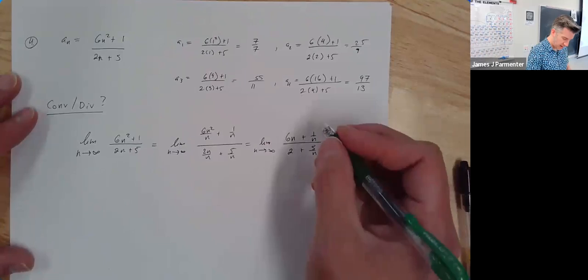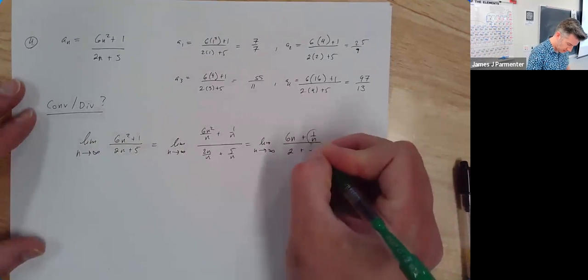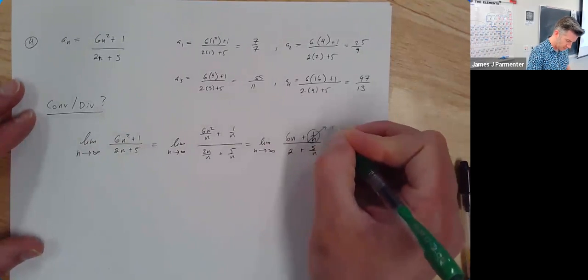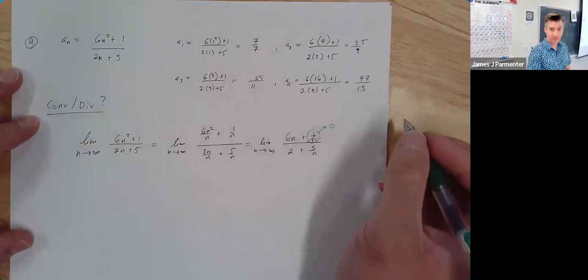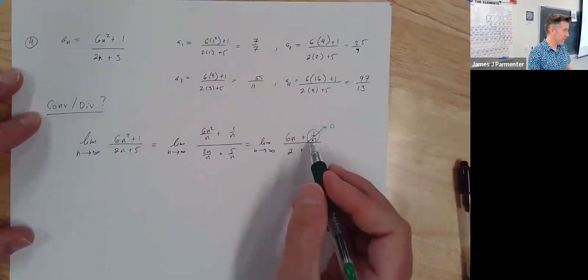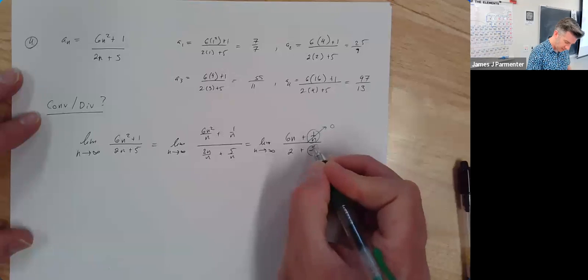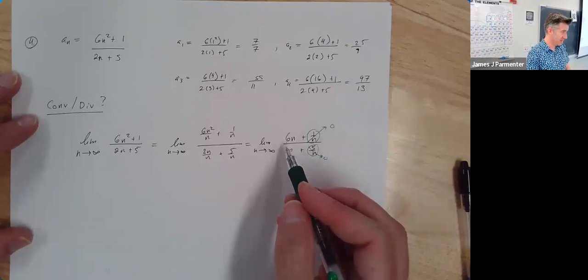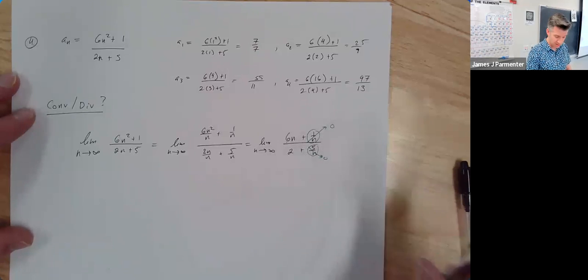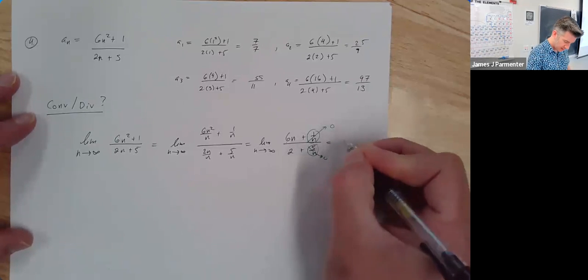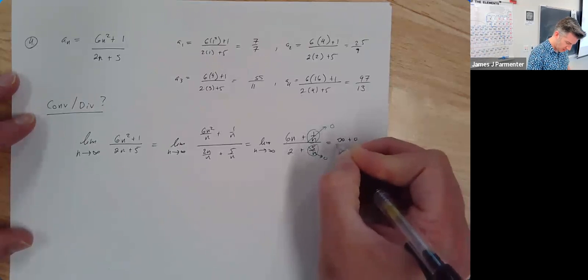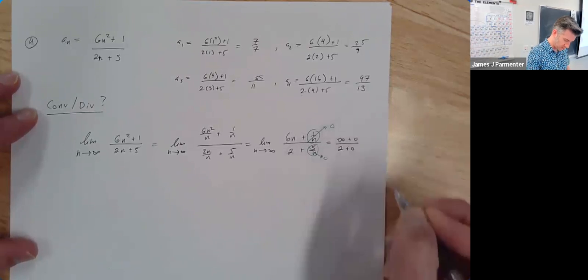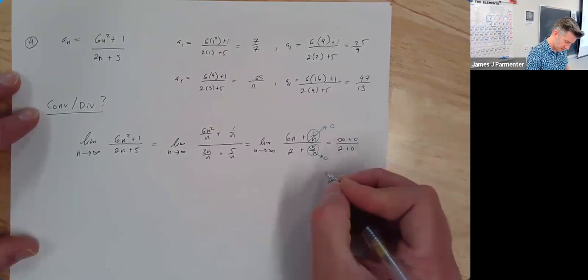The things divided by n still get smaller and smaller because n is getting larger and larger. So 1 over n gets infinitesimally small as n gets large. And so there's 5 over n. Those go to 0. But 6 times n, well, n is getting really, really large. And 6 times a really large number is a really large number. So that's going to be infinity plus 0 divided by 2 plus 0. And infinity divided by 2 is still infinity.